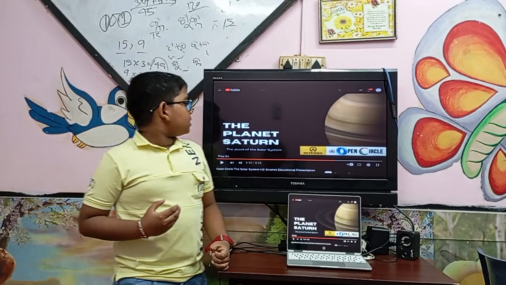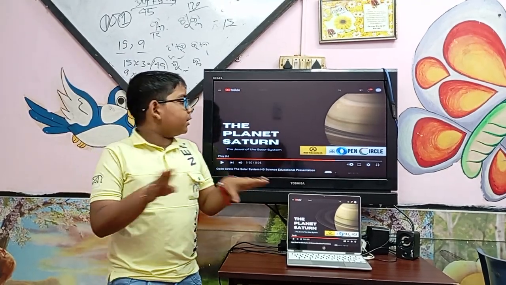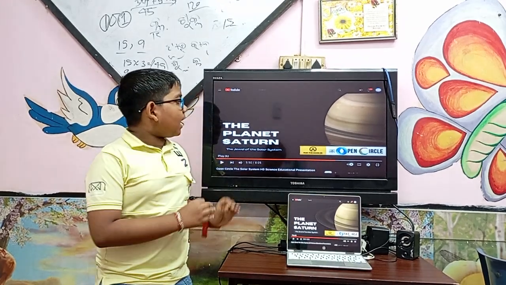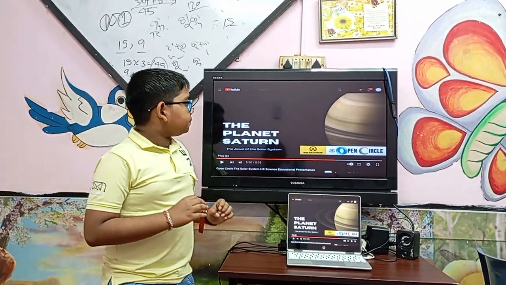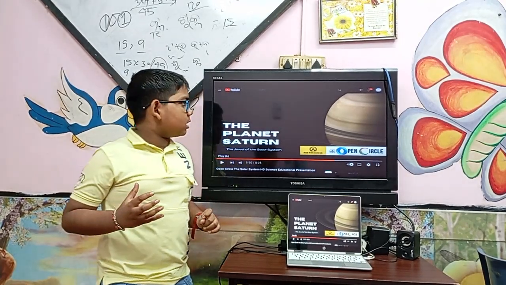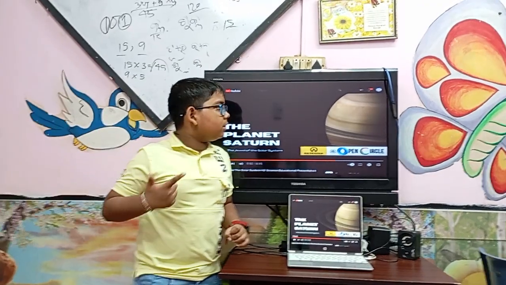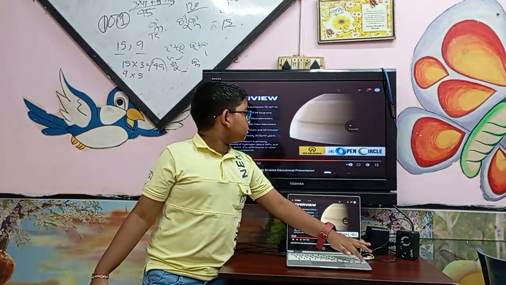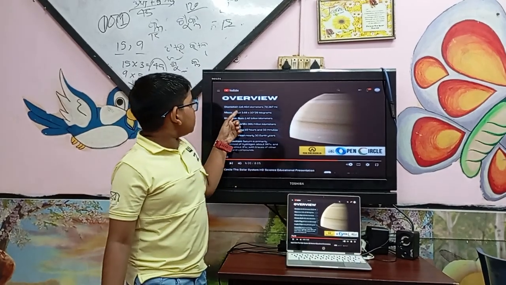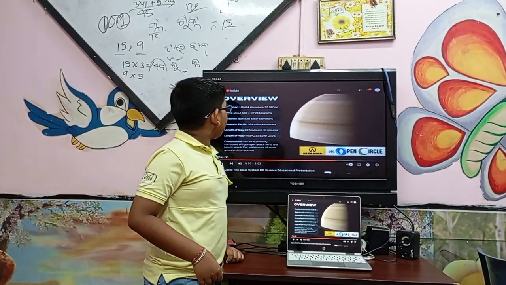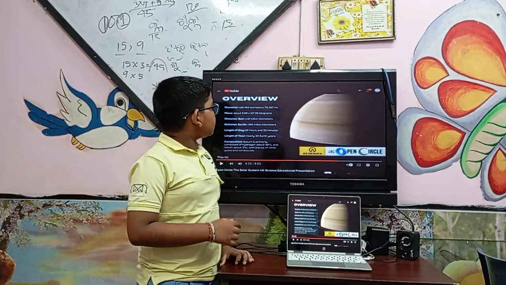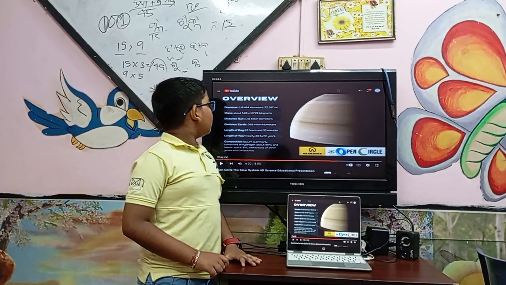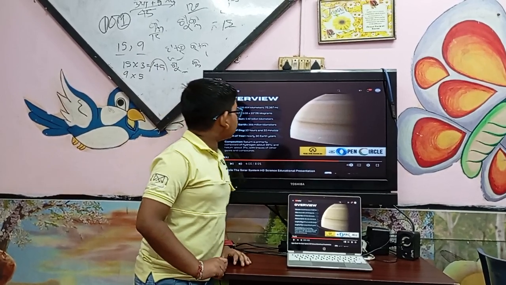The planet Saturn. It has a big ring made of dust and ice particles. But we can't see that. It is invisible. Saturn is also gaseous. It has helium, hydrogen, nitrogen and only a small amount of carbon dioxide. Its diameter is 1,16,484 kilometers. Also, we can say 72,387 miles. Mass is about 5.68 × 10^26 kilograms.